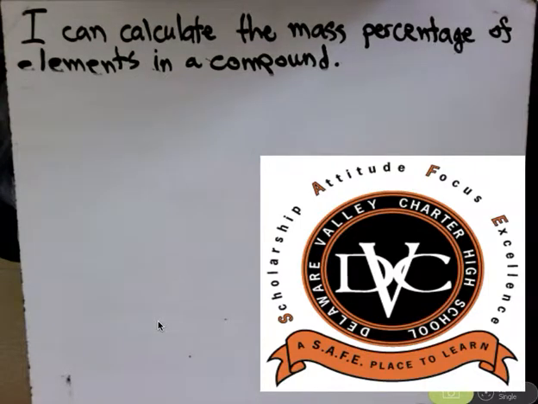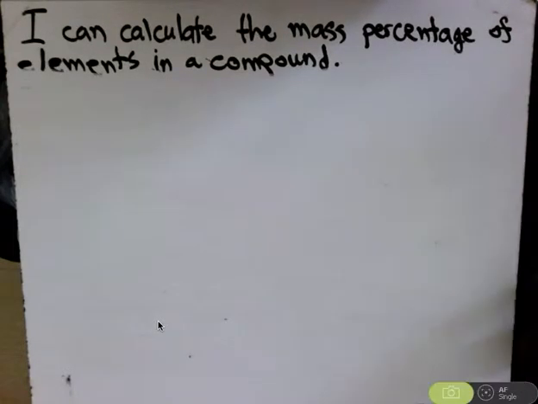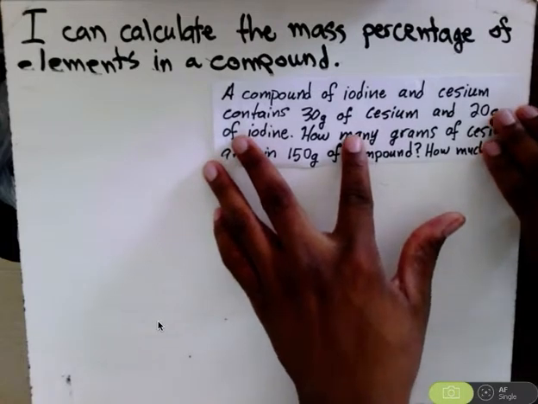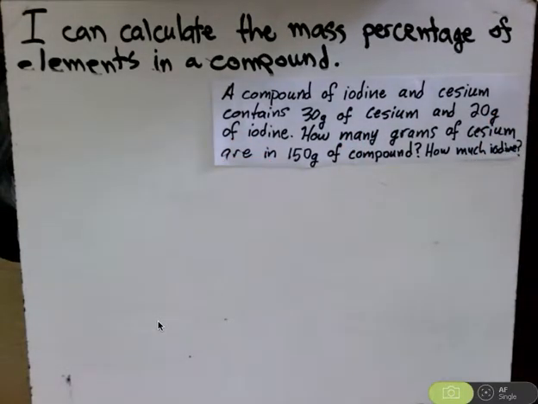I can calculate the mass percentage of elements in a compound, and this time the problem that we're going to solve is one that looks like this. We have a compound of iodine and cesium, which contains 30 grams of cesium and 20 grams of iodine. How many grams of cesium are in 150 grams of the compound? How many grams of iodine?